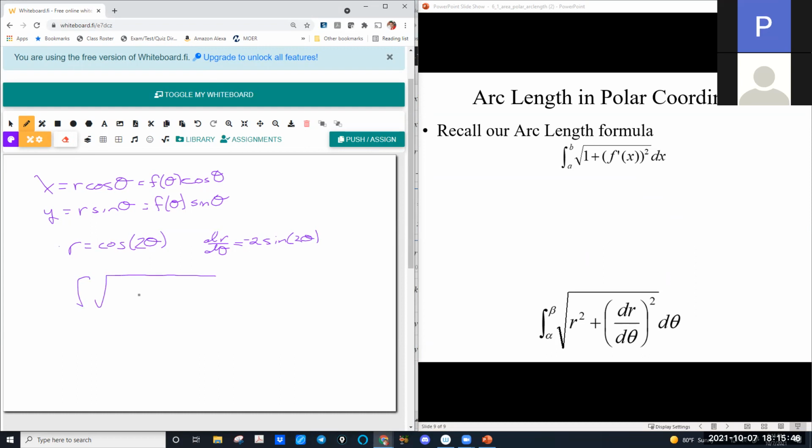Square root of cosine of 2 theta squared plus -2 sine of 2 theta squared d theta. Unfortunately, because of that 2 in there, this won't work out to be a nice Pythagorean. I couldn't have that 2 in there. It's actually, let's do that. And from alpha to beta.